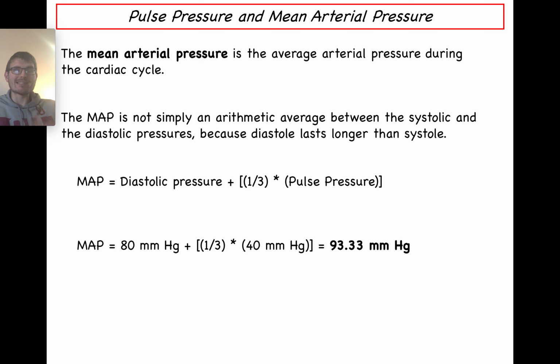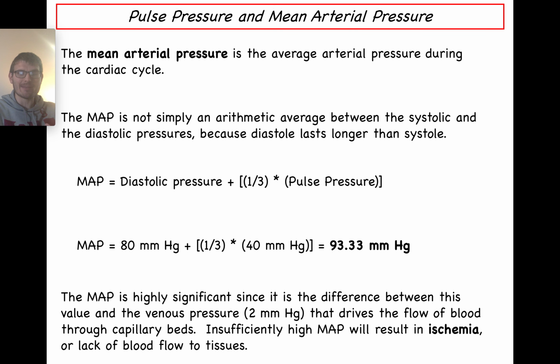So if your diastolic pressure is 80 and your systolic pressure is 120, a perfect average of those two numbers, like I said, would be 100. The fact that your mean arterial pressure is closer to 80 rather than 120 is reflective of, again, the fact that your heart spends more time relaxing than it does contracting.